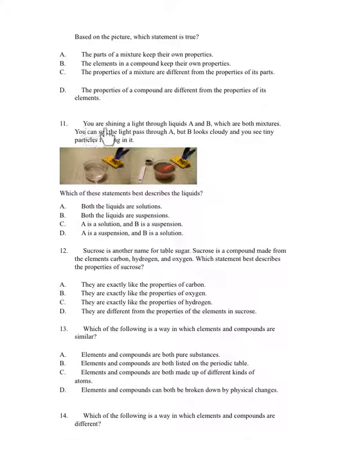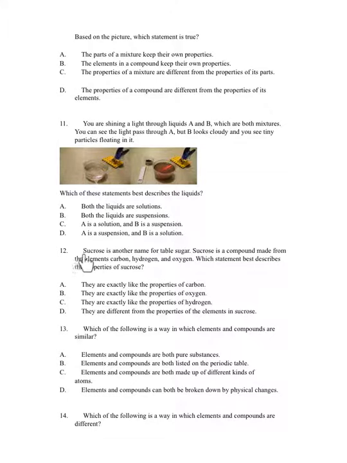Number 11, you are shining a light through liquids A and B, which are both mixtures. You can see the light pass through A, but B looks cloudy and you see tiny particles floating in it. Which of these statements best describes the liquids? A, both liquids are solutions. B, both liquids are suspensions. C, A is a solution and B is a suspension. D, A is a suspension and B is a solution.